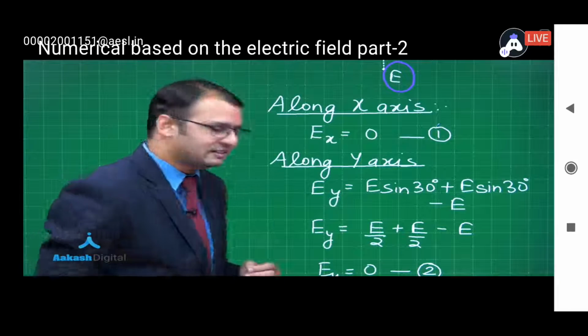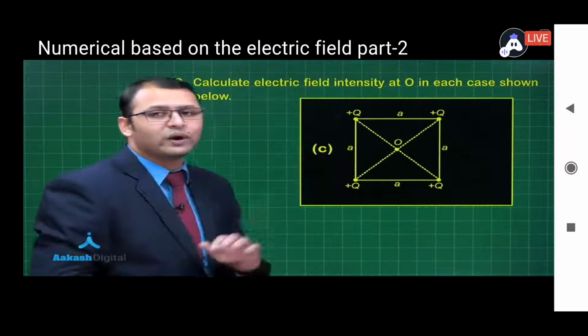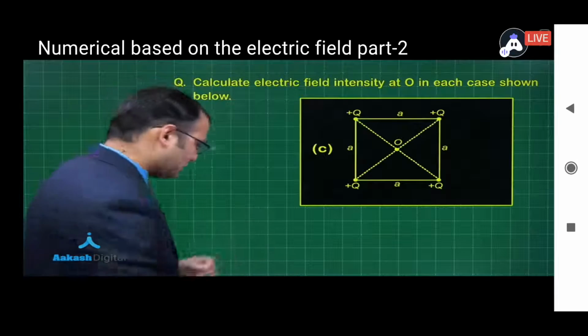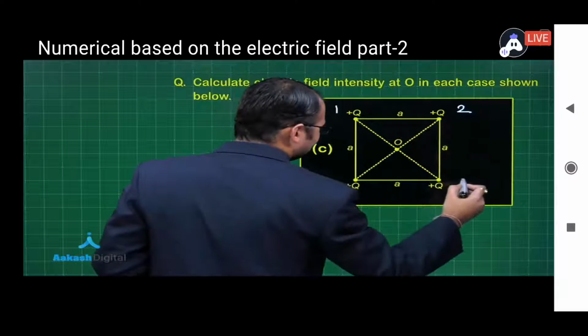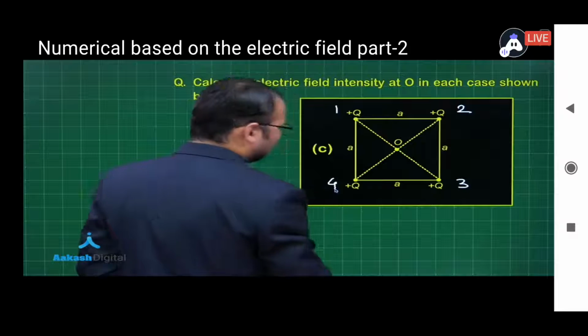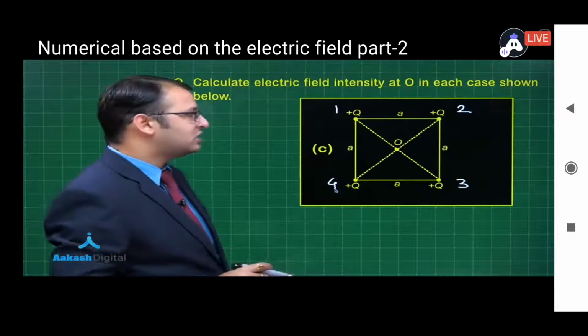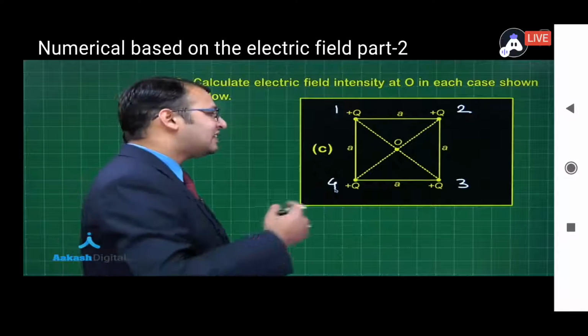Let's take another case. Now, in here, a similar question, but now it's a square. So, it's quite easy to solve. Why so? Let's take this as the first body, this as second, this is third, and this is fourth. By our understanding, we should not solve this straight away. We should say that the electric field at point O will be 0. But let's take our chances.